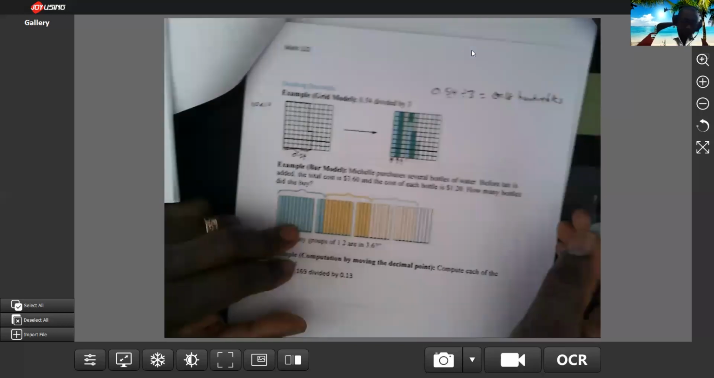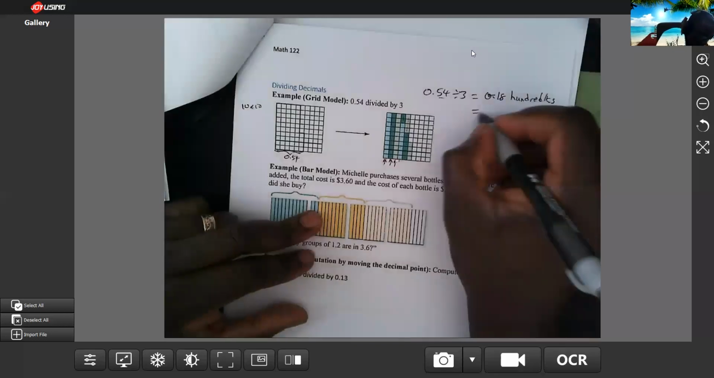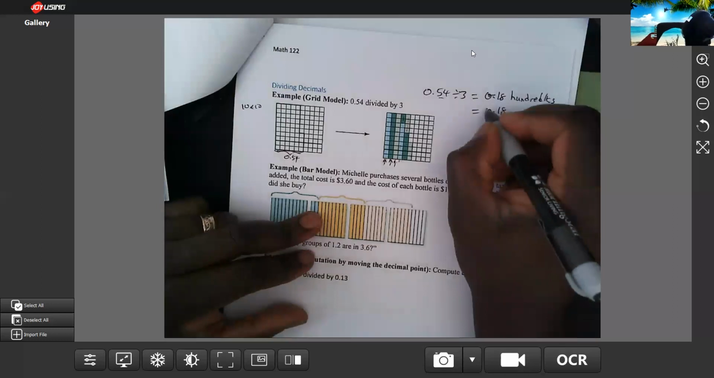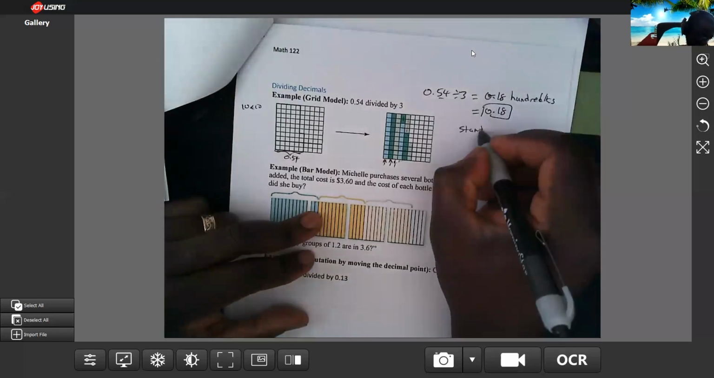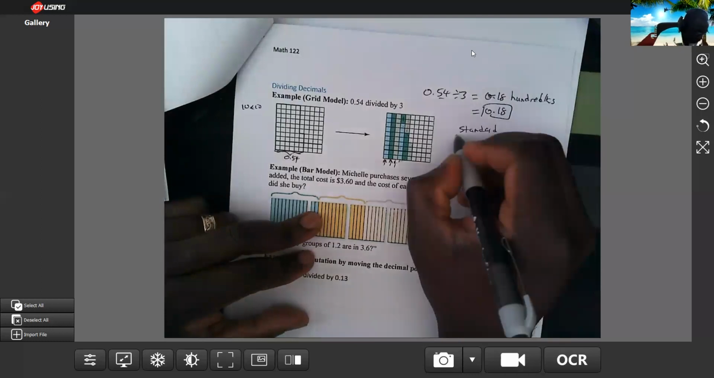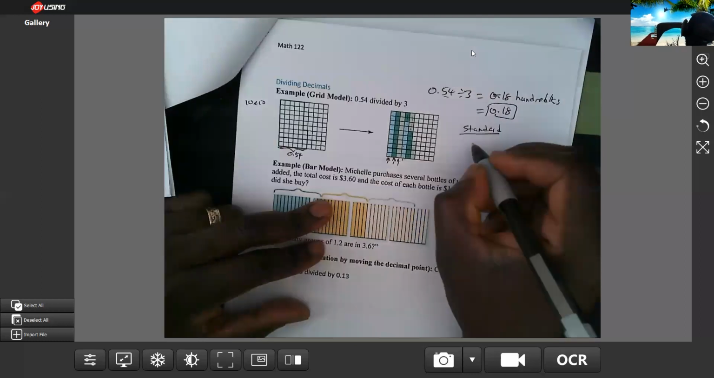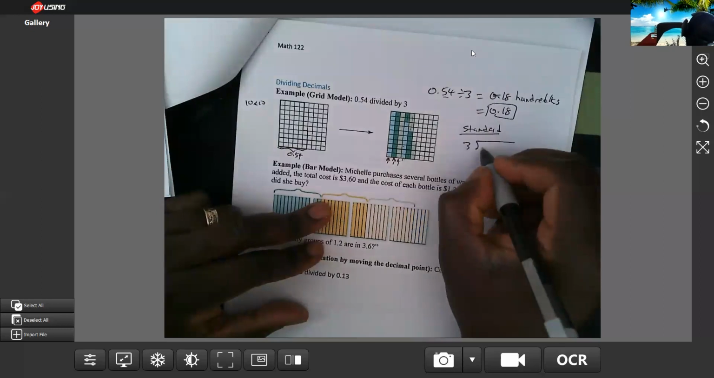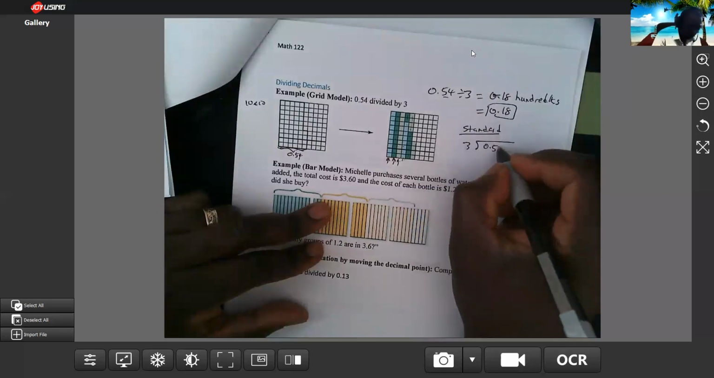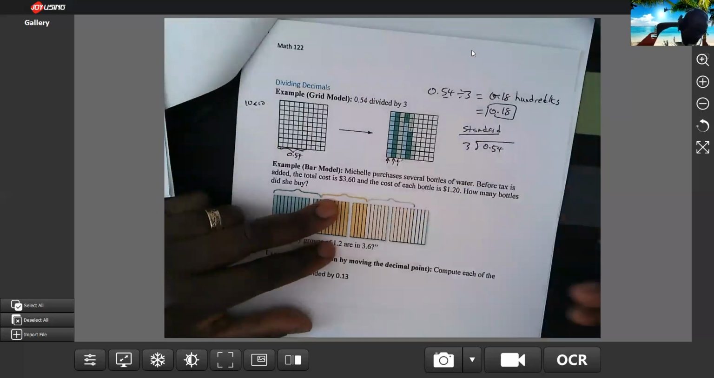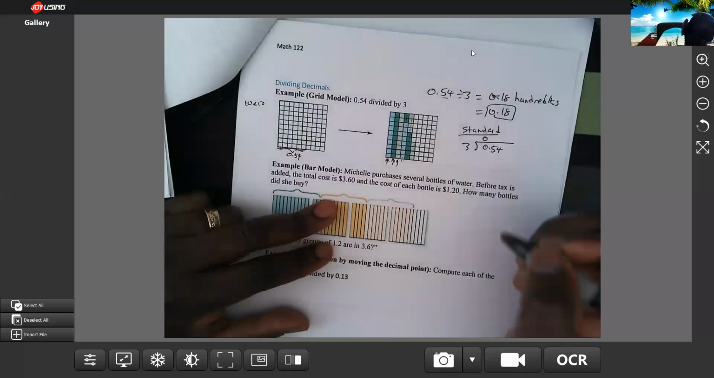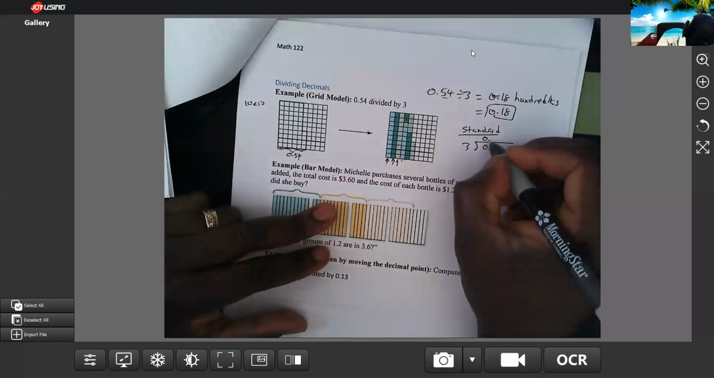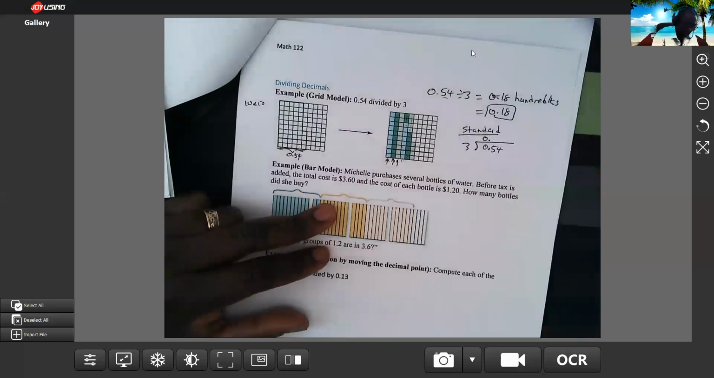That'll be 18 hundredths, so that is equal to 0.18. Now, if I use the standard algorithm to calculate the same thing, 3 into 0.54. If you remember, 3 goes into 0 is not possible, so you put a 0 on top of the 0, and then the decimal must align. There's a point and the decimal point. They should align together.